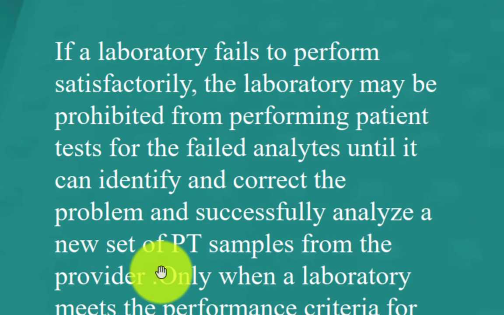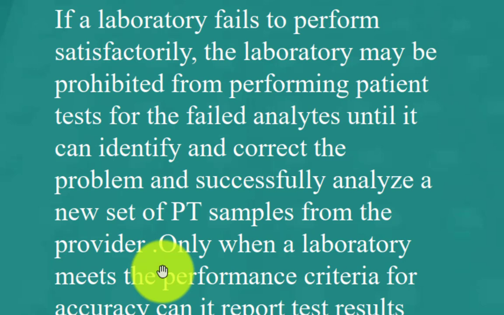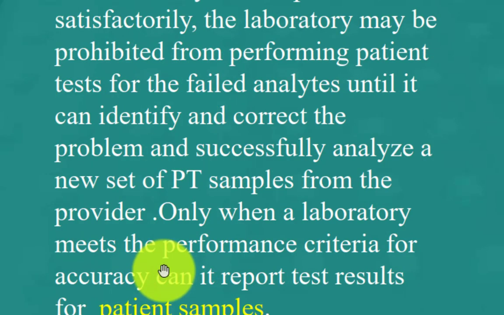If a laboratory fails to perform satisfactorily, the laboratory may be prohibited from performing patient tests for the failed analyte until it can identify and correct the problem and successfully analyze a new set of PT samples from the provider. Only when the laboratory meets the performance criteria for accuracy can it report test results for patient samples.